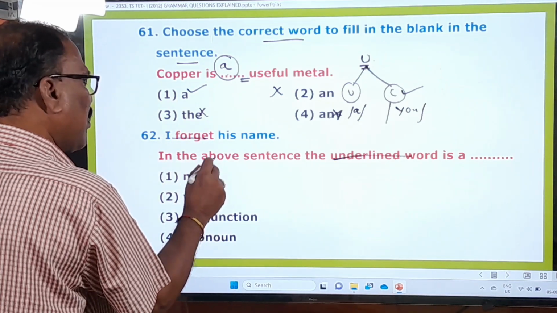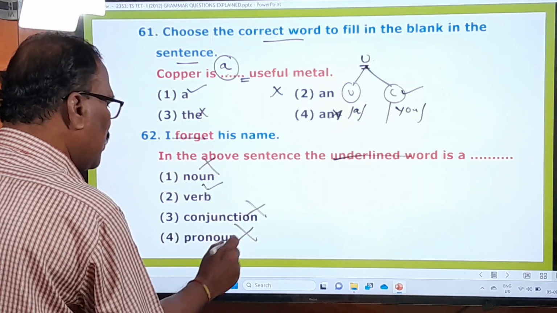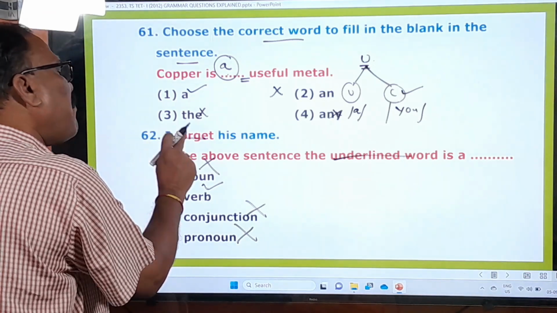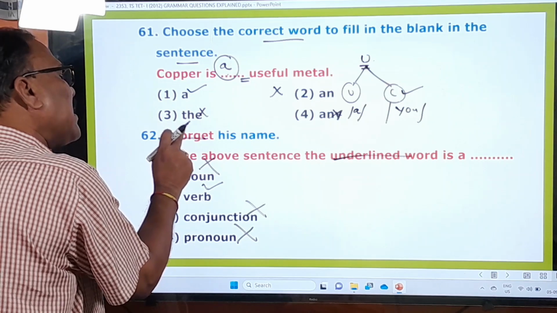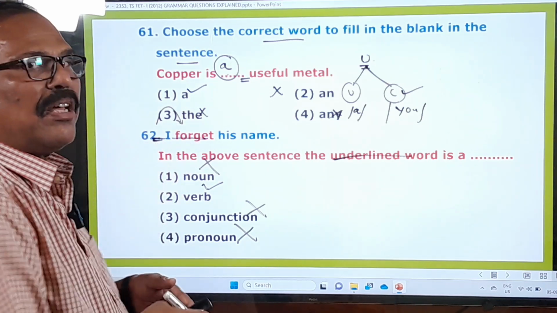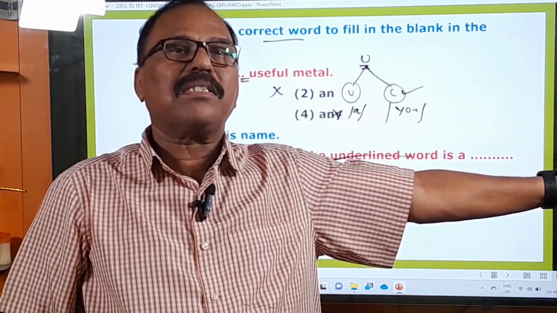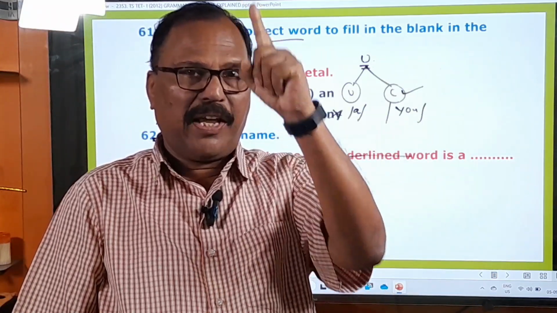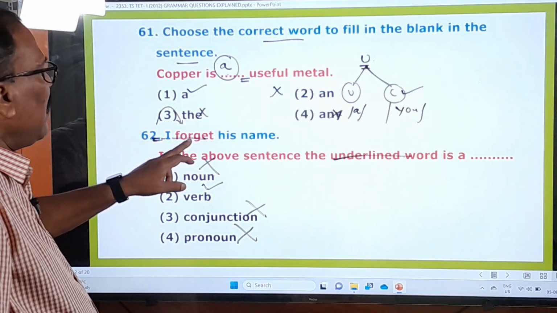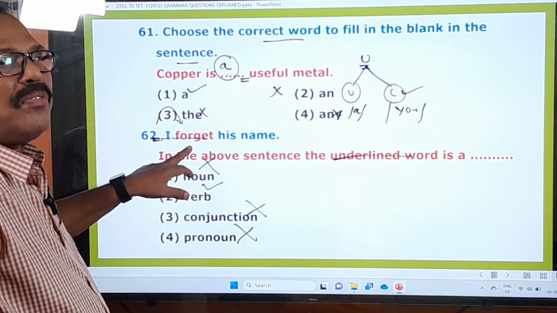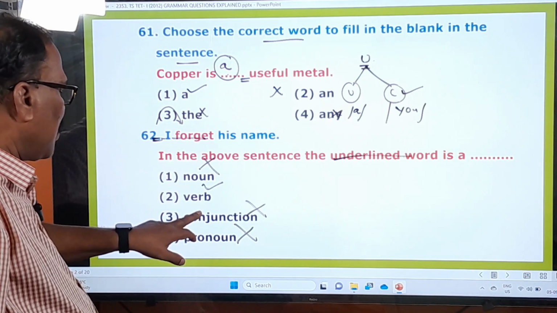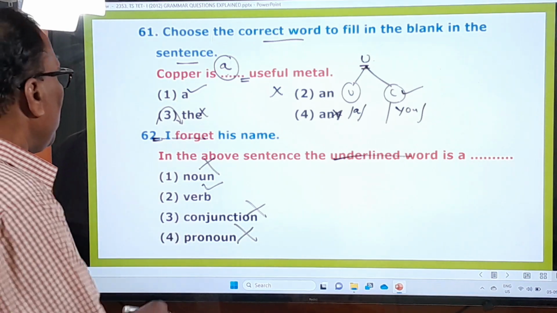What is that? A verb. This is not a noun. This is not a conjunction. This is not a pronoun. Why? It is a verb, meaning it is an action. I forget his name. This is indicating an action. Moreover, it is placed immediately after the subject. Any word that is placed beside the subject is always a verb. Here it is placed immediately after the subject, therefore it's a verb, and it is indicating an action, therefore also it is a verb, and therefore it is not a noun or a conjunction or a pronoun. It is only a verb. So your answer is verb.